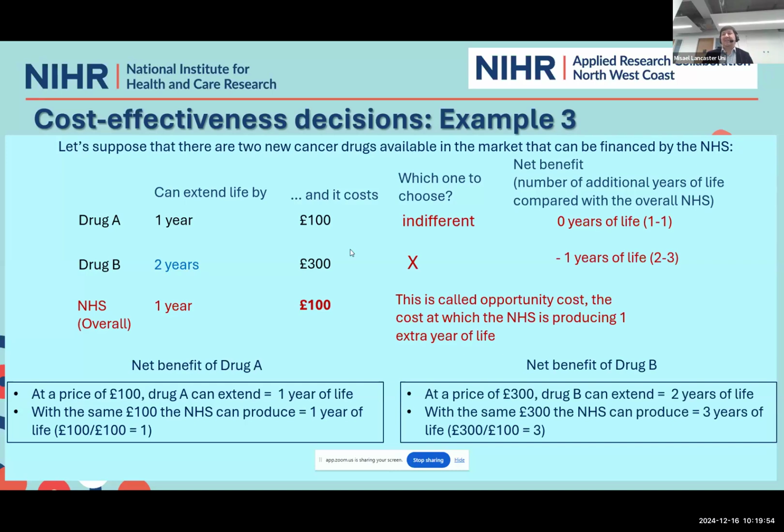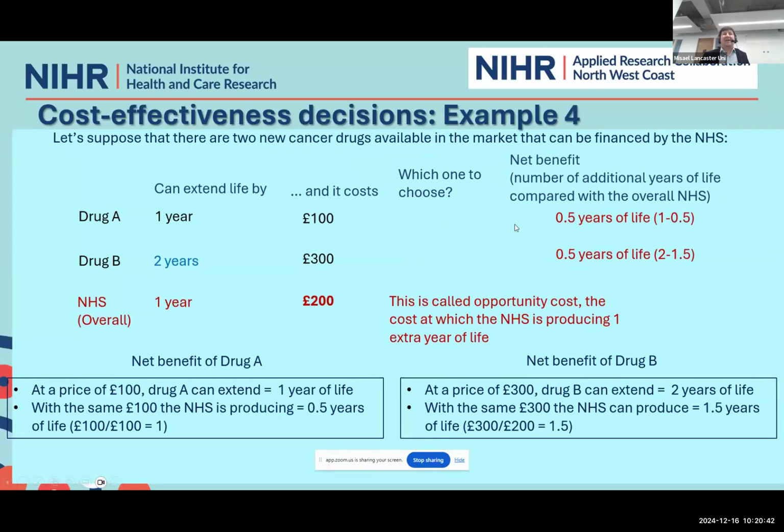But regarding drug B, this still is not cost effective because it will reduce 1 year of life. The net benefit will be negative. Then we can show that if the opportunity cost, which is the cost at which the NHS produces an additional year of life, is slightly greater than 100, let's say 101, then drug A will become cost effective, because it will produce more years of life than the system is losing elsewhere.